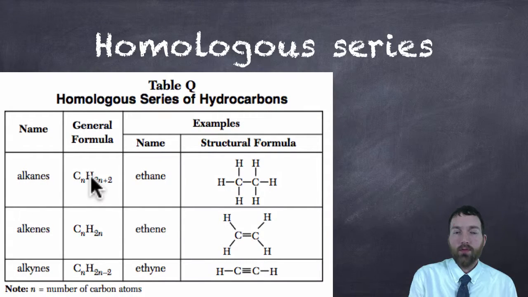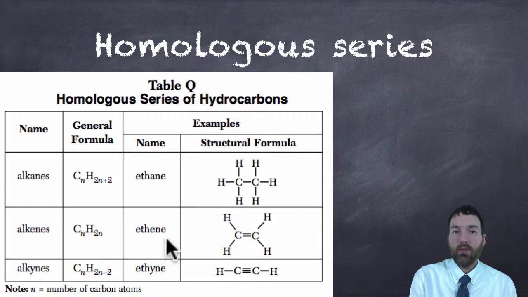So we have the 3 names. Next, we have a general formula. This will tell you how to figure out the formula. So if I give you the number of carbon atoms in an alkane, all you have to do is double it and add 2 to get the number of hydrogen atoms. So you can figure out the formula using this general formula from this chart.